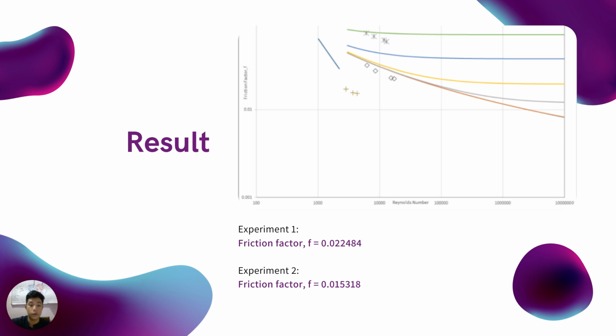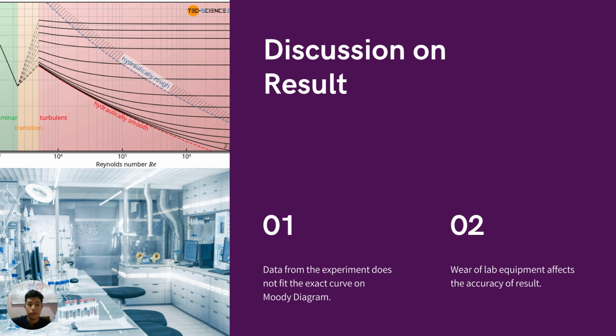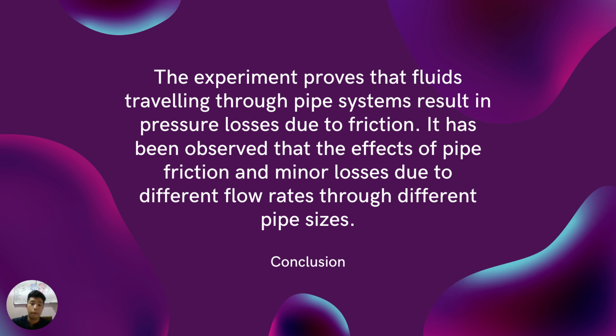Now, what do these two values tell us? The values obtained from the diagram denote that the data from the experiment does not fit the exact curve on the Moody diagram. There are several factors that could divert the data from being identical to the one shown on the Moody diagram. One of them is the condition of the lab equipment, which affects the accuracy of the result. But nevertheless, despite the error, the result was accurate in the sense that it supports our theory that friction has a significant impact on the flow of a fluid in a pipe.